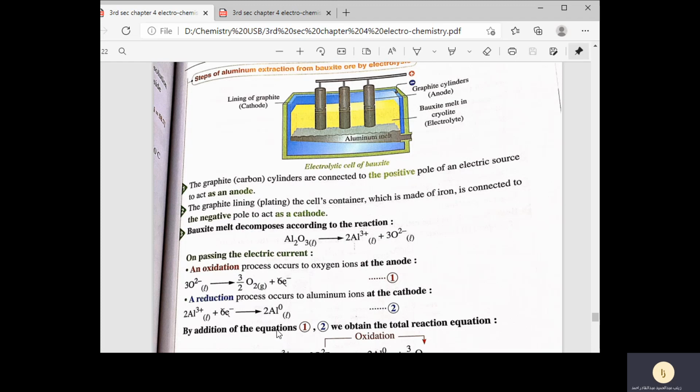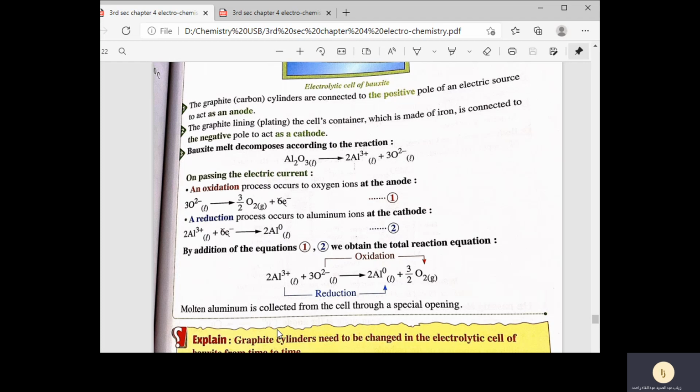When we add 1 and 2, we will find the net reaction. طبعا لما بعمل summation لل equation 1 مع equation 2، ال 6 الكترون دول هيروحوا مع ال 6 الكترون دول، هنجيب السم بتاع الألومنيوم مع الأكسجين يطلع لي الشكل ده: 2Al3+ plus 3O2- هيدوني 2Al metal. الميتال بقى هيطلع melted وهيطلع اكسجين جاز.